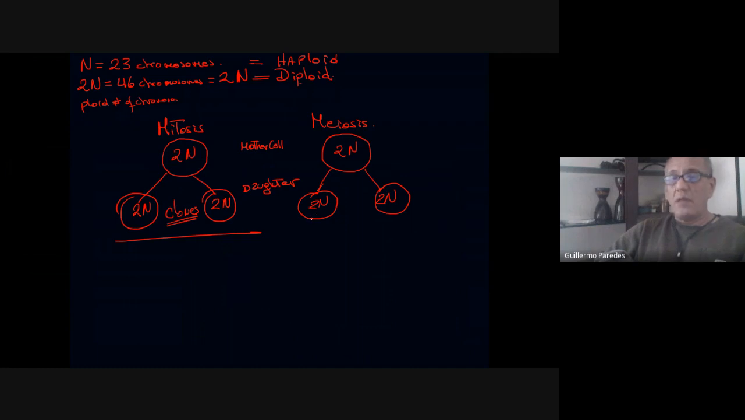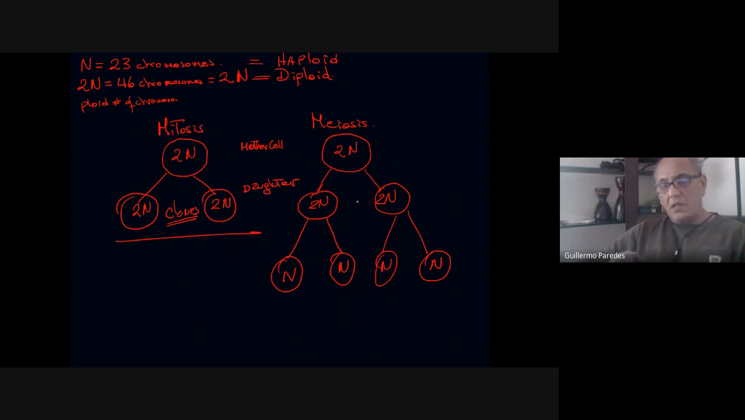So after the first division, each of the daughter cells is going to divide into two cells again. But this time, these cells are not going to multiply the chromosomes, they are going to divide the chromosomes into N chromosomes, N, N, N. So meiosis has two daughter cells, and then those divide the DNA into N chromosomes. So that is meiosis.